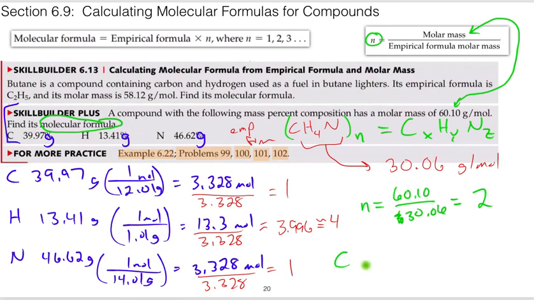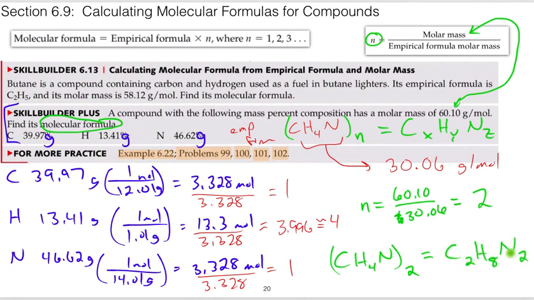What does it look like? How do you use it? Well, you are going to take 2 on the outside, and it's being distributed to each of the atoms within the parentheses. So 2 times 1, 2 nitrogen, 2 times 4, 8 hydrogens, 2 times 1, 2 carbons. And that is the molecular formula for this compound.